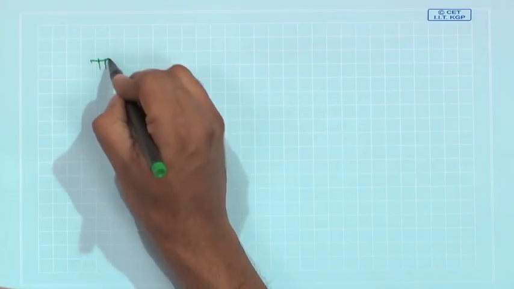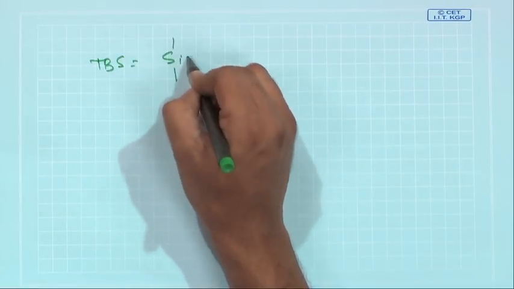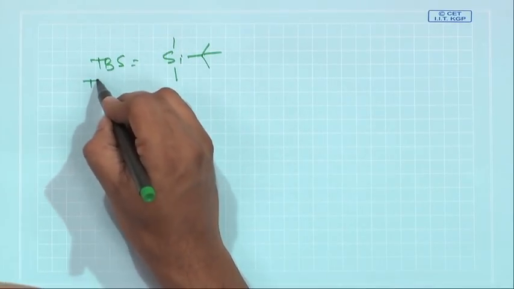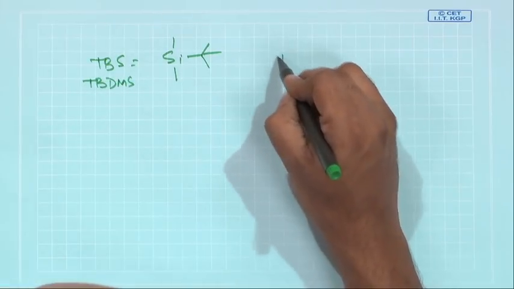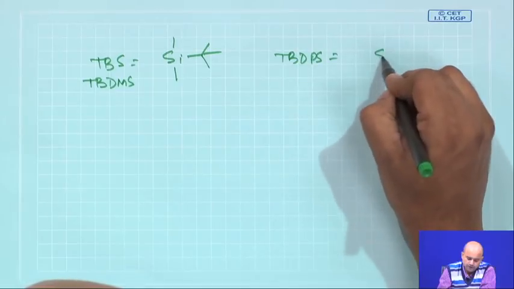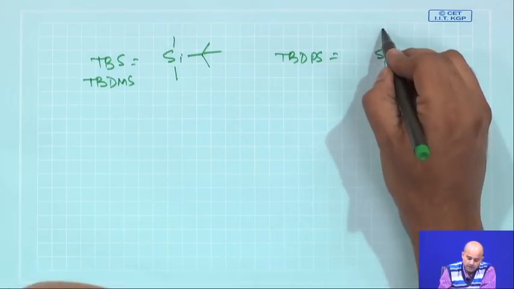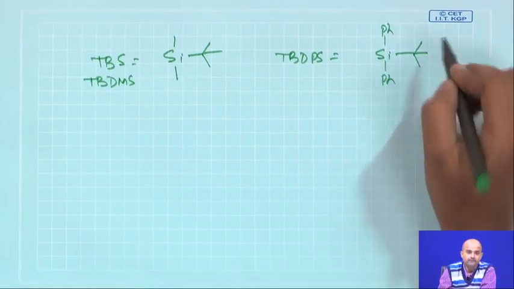Now, TBS, the structure which you have already seen earlier, is called tertiary butyl dimethyl silyl, sometimes also named TBDMS. The TBDPS structure has a silicon, and it is tertiary butyl diphenyl. So, 2 phenyl groups are there and you have a tertiary butyl, fine.